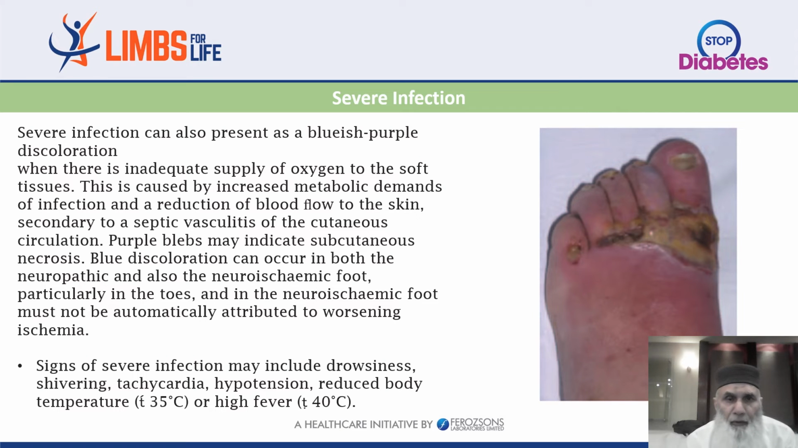When there is inadequate supply of oxygen to the soft tissue, this is caused by the increased metabolic demand of the infection and a restriction of blood flow in the skin. Secondary to septic vasculitis of the cutaneous circulation, purple discoloration may indicate subcutaneous necrosis. Blue discoloration can occur in both the neuropathic and the neuroischemic foot, particularly in the toes, and in the neuroischemic foot must not be automatically attributed to worsening ischemia.